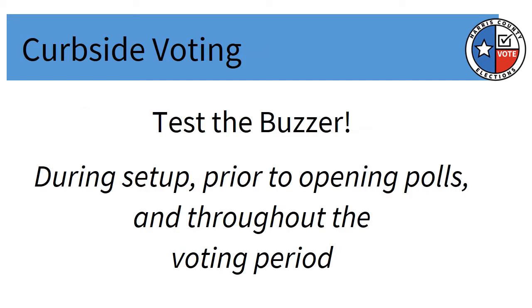Test the buzzer and receiver during setup, prior to opening the polls, and throughout the voting period. If the buzzer or receiver is not working at any time, immediately call the ETC tech line to troubleshoot and replace if necessary.